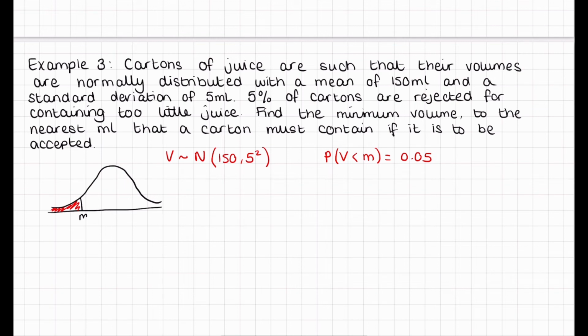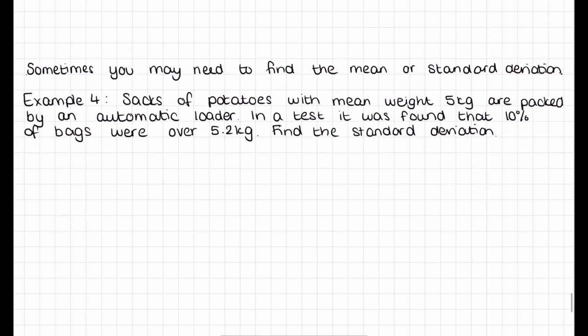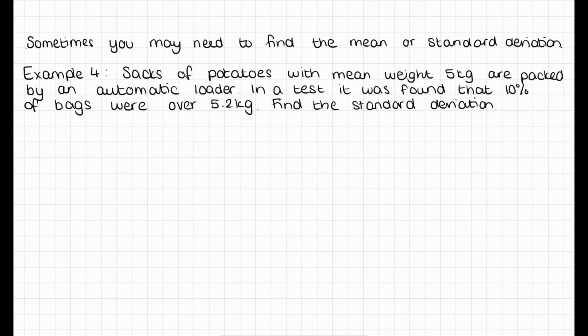Put that into your calculator, into the inverse normal, and you'll find that the minimum volume is 142 to the nearest milliliter. Sometimes we may have to find the mean or standard deviation. So sacks of potatoes with a mean weight of 5 kilos are packed by an automatic loader. In a test, it was found that 10% of bags were over 5.2 kilos. Find the standard deviation. So this is when we have to use standardization, because we can't do it in a calculator or anything like that.